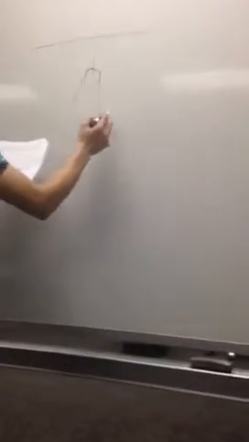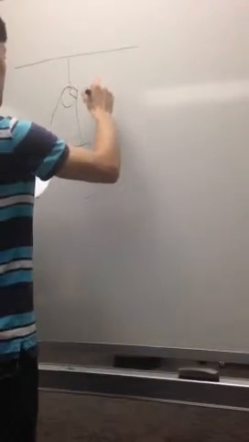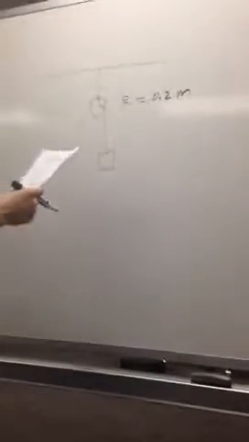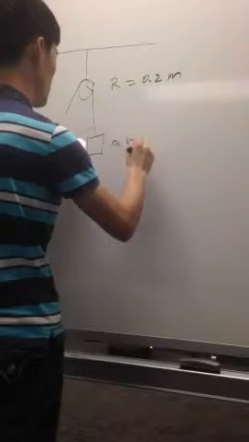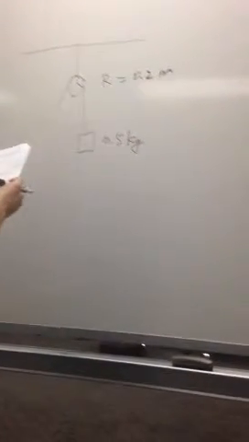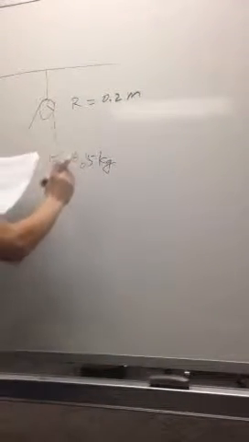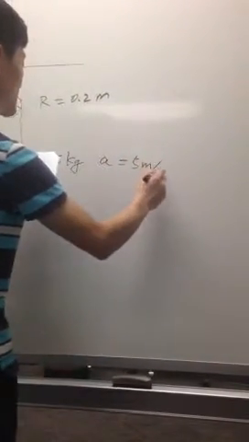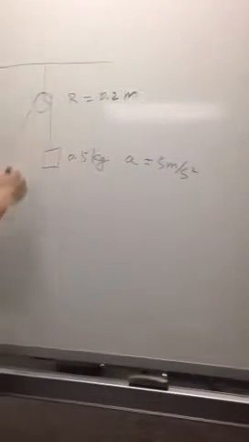So first we need to analyze this object. Okay? This radius is 0.2 meter, and a light toward this object 0.5 kilogram. We release from the rest of the object the acceleration, we know, 5 meters per second square. That's what we know.